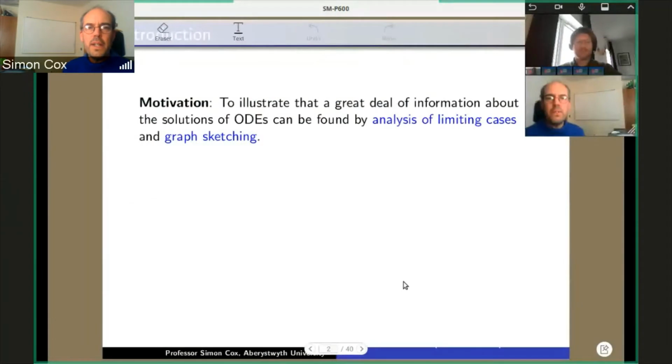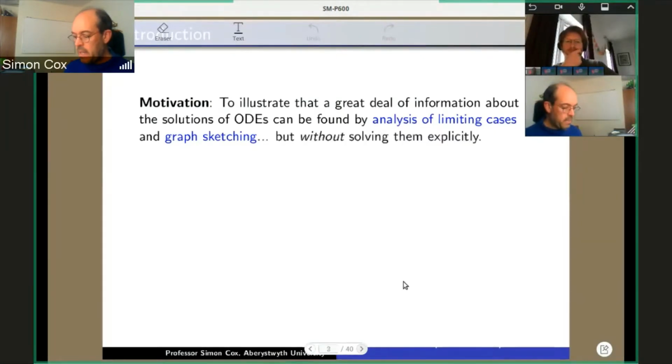So my idea is to illustrate that the solution of ordinary differential equations, and I understand that some of you won't have met differential equations yet, can be found by relatively simple analysis of limiting cases and graph sketching. And so you know that solving equations is difficult, and so I'm going to try and show you some ways to get to a solution, or to understand what the solution is telling you without having to go through that process. That is, without solving these equations explicitly.